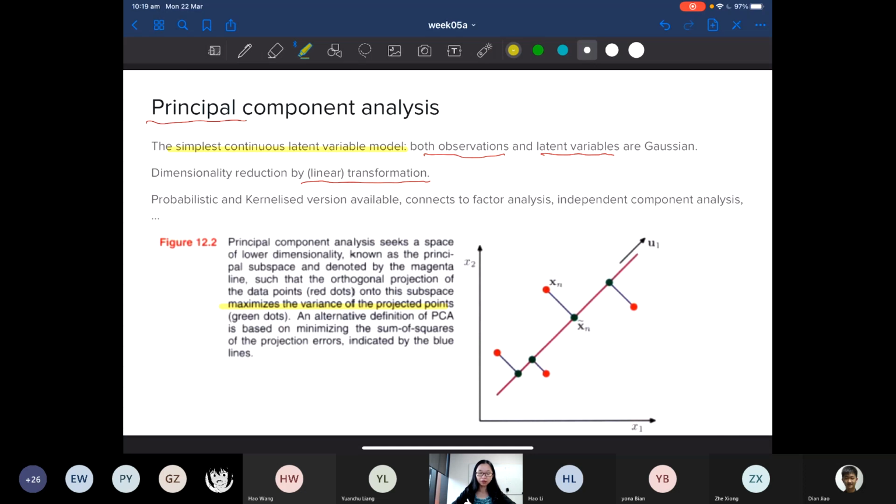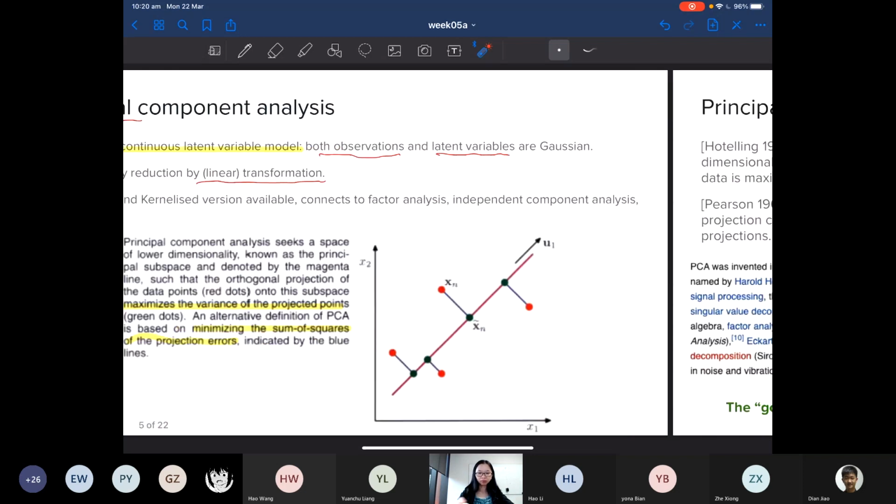Turns out there is an alternative definition, which is to minimize the sum of squares of the projection errors, meaning the sum of the 2-norm or squared norm of these blue lines is minimized. And it turns out that these 2 formulations are equivalent. That's quite nice. We've been looking at equivalent formulations in supervised learning for a few rounds now, and we encountered this at the very beginning of unsupervised learning. Before we dive into that, let's look at why this is important.